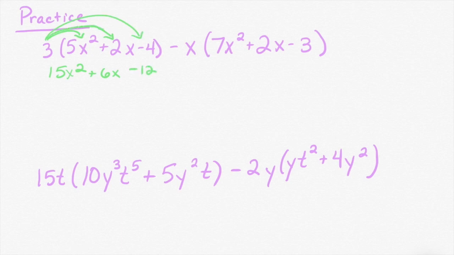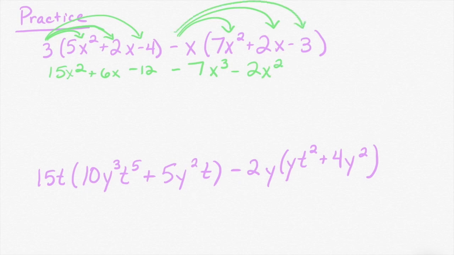The next one's where we kind of fell apart. Because when you multiply a negative x times a 7x squared, that's going to give me x cubed. And x times x squared is x cubed. So minus 7x cubed. Then minus 2x squared. And then plus 3x.